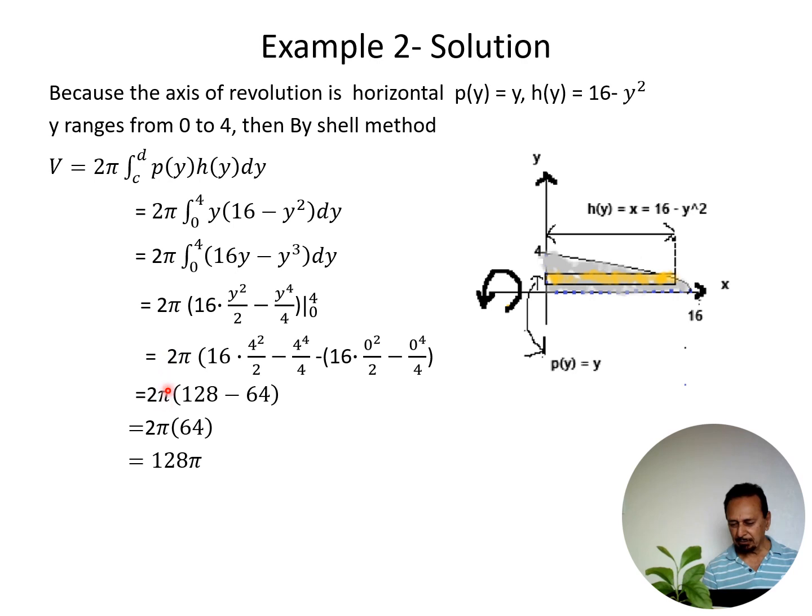So we plug in 4 first. It's going to be 2 pi parentheses 16 times 4 squared over 2 minus 4 to the 4 over 4, minus 16 times 0 squared over 2 minus 0 to the 4 over 4. Well, this goes to 0. So it becomes 2 pi. 4 squared is 16, divided by 2 is 8, 8 times 16 is 128. 4 to the 4 divided by 4 becomes 64. So subtracting gives you 64. So 2 pi times 64 is 128 pi, and that's the volume of this solid.